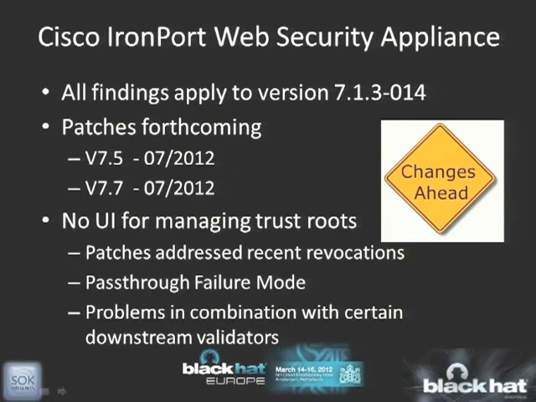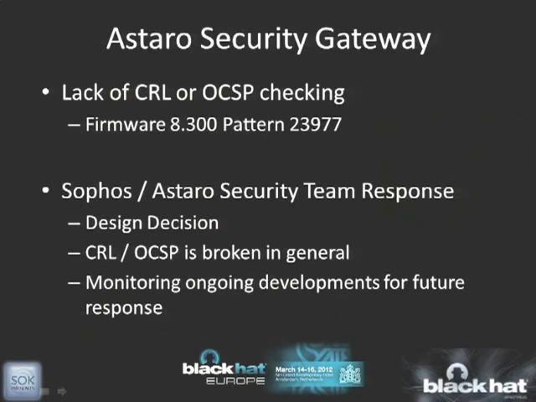Another one, an Astaro security gateway. As of firmware 8.3, pattern updates are more antivirus signatures and things of that nature, IDS signatures. It doesn't check certificate revocation lists or OCSP. When I reported this to Astaro, now owned by Sophos, they said that it's a design decision. They see certificate revocation lists and the online certificate status protocol as broken in general, and as a result, they don't feel a need to check for revoked certificates.